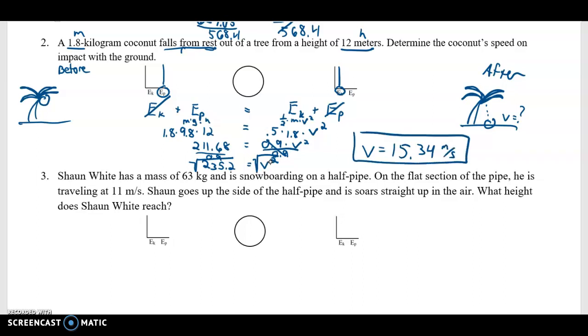Big things that you need to take away from this. When you're setting out these equations, it's always EK plus EP equals EK plus EP. When you're solving for velocity, don't forget the square. To undo the square, you have to take the square root.